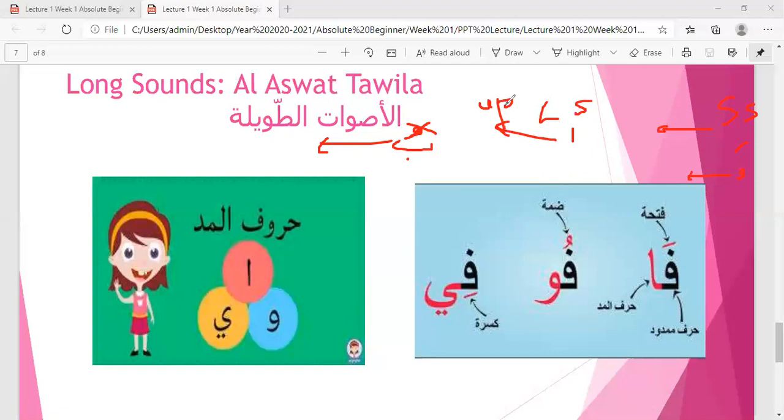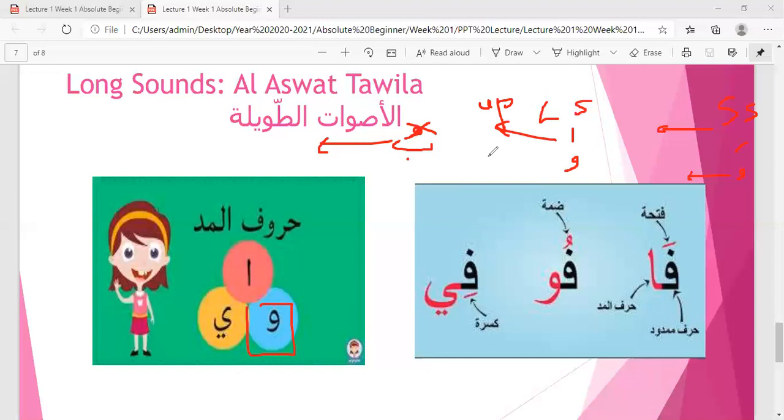Which letter goes to the front from these? The wa. Did you notice that wa has the same shape as damma? Yes. Okay. So the damma is changed into wa. How do we write bu now? Write it.